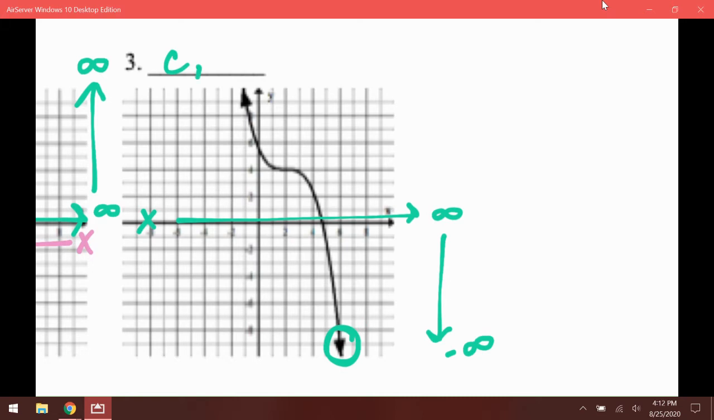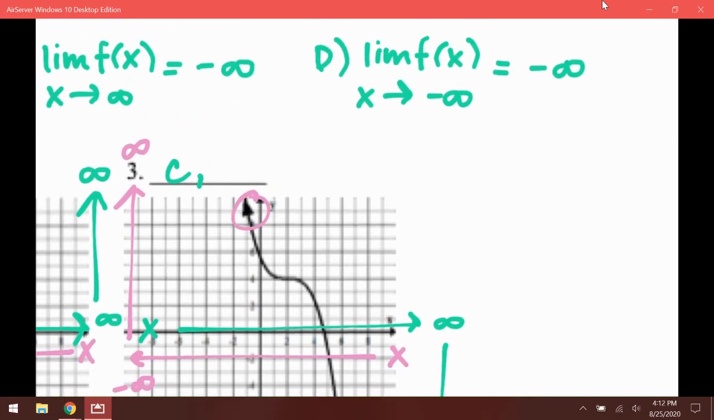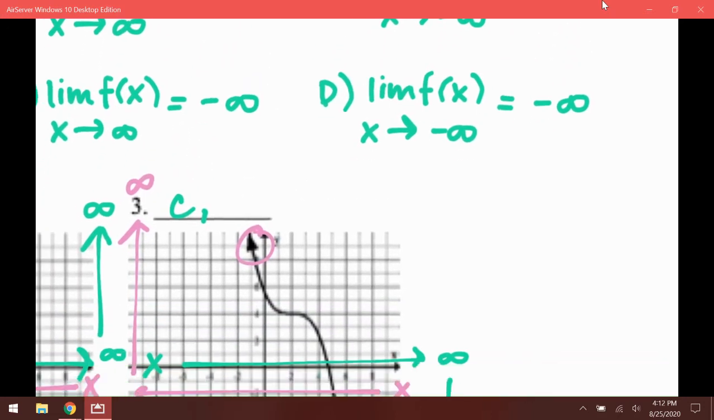And then lastly, we need to figure out the other way. So as x approaches negative infinity, that's this arrow. So my y's are going to positive infinity. So negative and then positive, that is B.